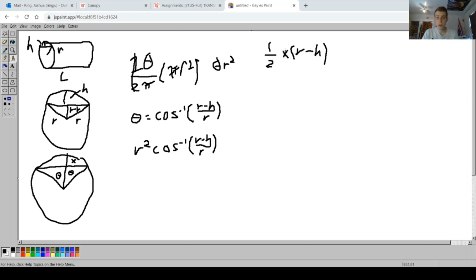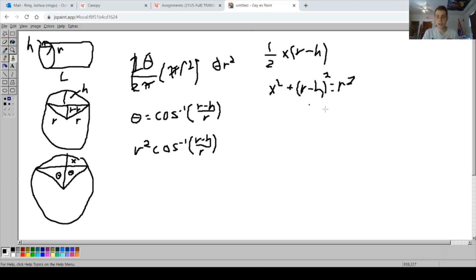Okay, so now we need to solve for x, and we can use the Pythagorean theorem for this. So we will just use the side lines. It is just one side line, which would be x squared, plus the other side line, which is the r minus h. That is squared as well. And then that is equal to our radius squared. Let me just fix that up a little bit.